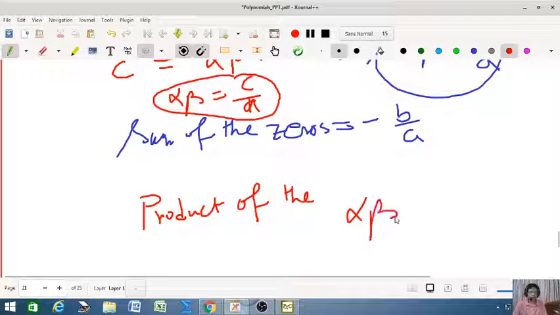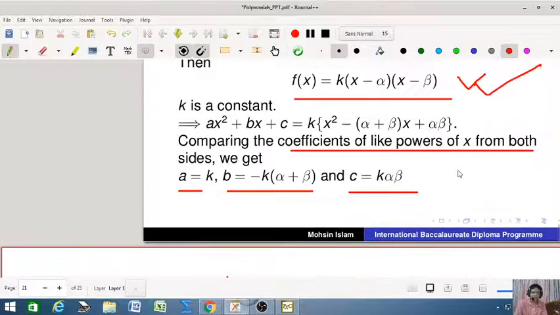Product of the zeros is equal to C by A. So these are the rules actually for calculating problems. Sum of the zeros is equal to minus B by A. Product of the zeros is equal to C by A. So you got that? This is comparing the coefficients of like powers of x from both sides.